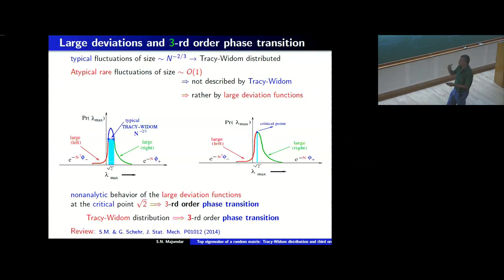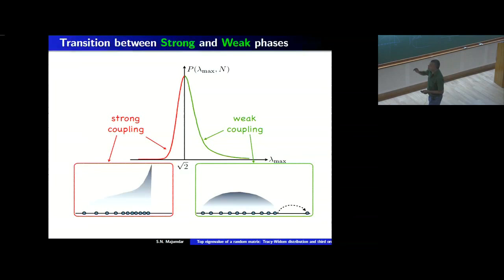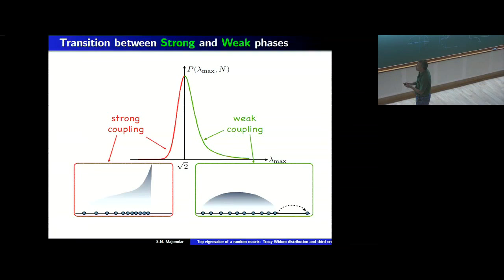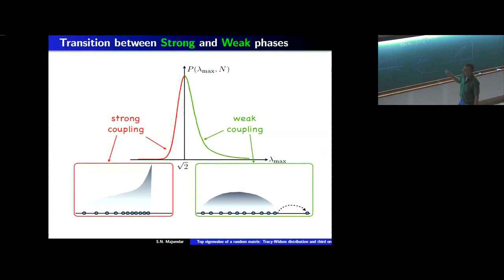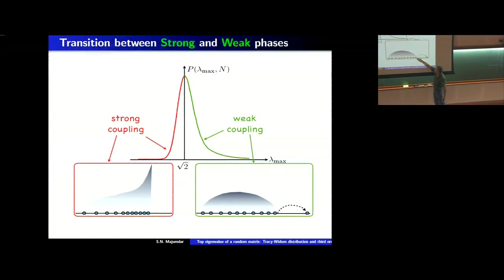Physically speaking, in the large n limit, this is the left phase where the charges are pushed to the left of root 2. And on the other hand, if you want to make a deviation of lambda max much bigger than root 2, the configuration that dominates these integrals is that you just take one charge out from the sea and pull it out, basically. So that's the dominant contribution.